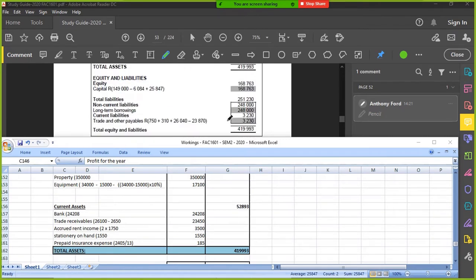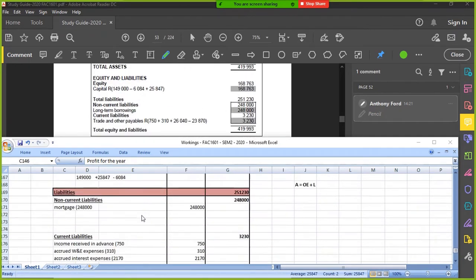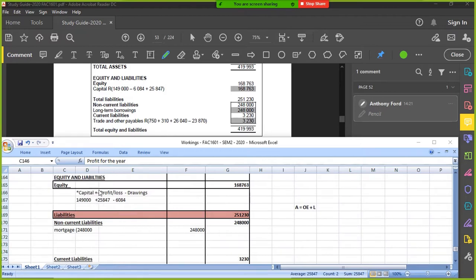419993, it's correct. Right, equity, did they have the same working? Yes. Okay, capital plus or minus profit or loss minus drawings, good. I agree. Same answer? Yes, I agree.